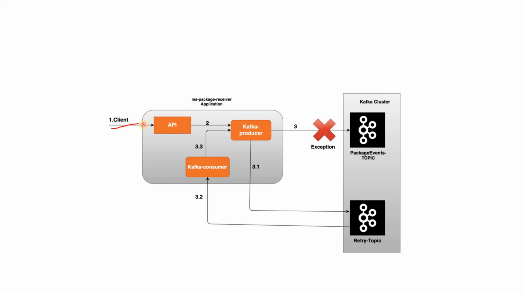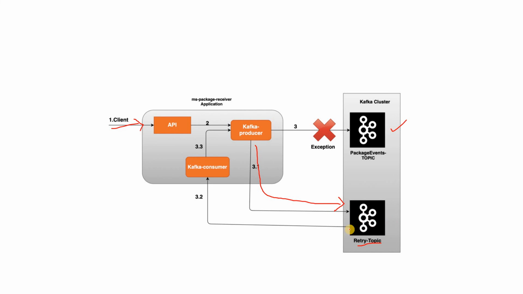So here we have our producer client application which, using an API, is hitting the Kafka Producer, and then the Kafka Producer is trying to write the message in our original topic. And due to broker failure or something, if after a certain number of retries it is still not able to publish messages in this original topic, what the Kafka Producer can do is write the same message or event in a retry topic.